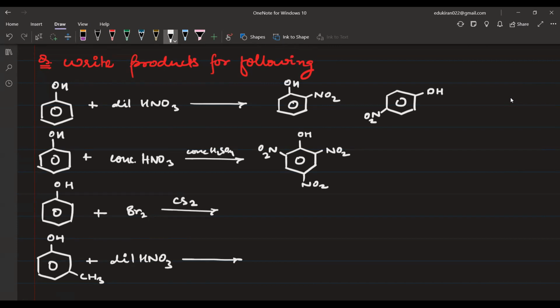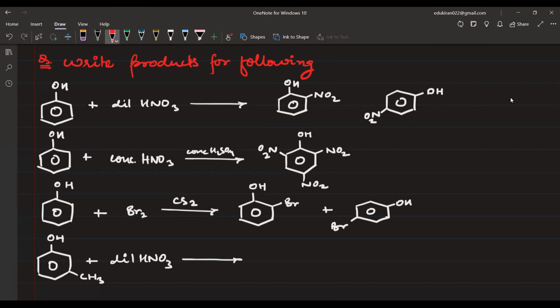When we have Br2 in the presence of CS2, then it is going to do monobromination. But when we have water, it is going to do tribromination. So from here we have a non-polar solvent. That is why it is going to give OH, Br plus a para substituted OH and Br. When we have dilute HNO3, then it is going to do mononitration.